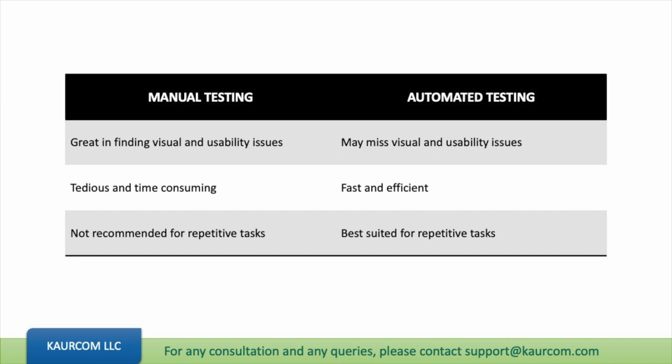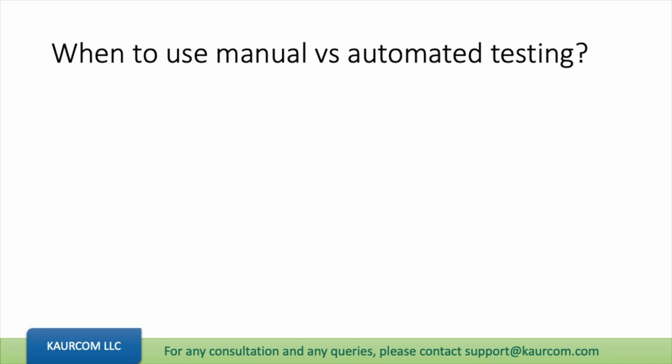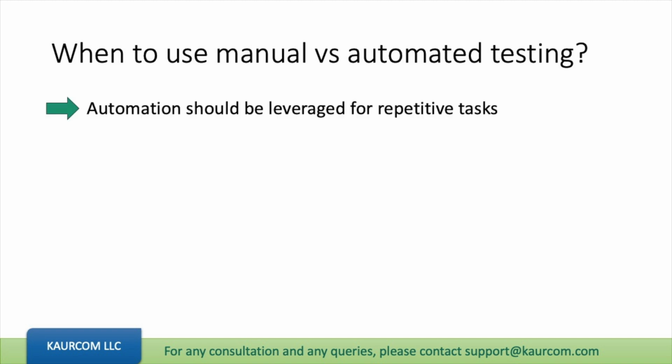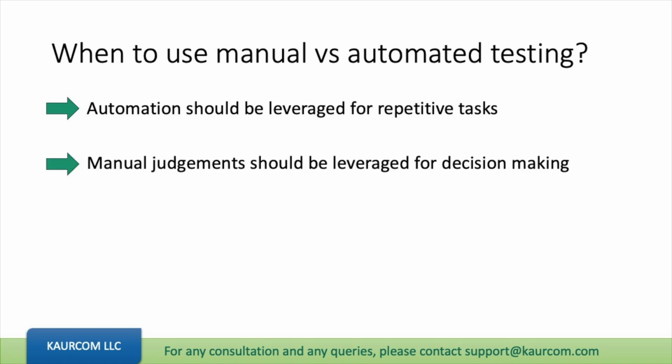So then the question is, which testing strategy is better, manual or automated? I would say leverage both. With the advancement of technology and organizations wanting to deliver value to their customer at a much faster pace, automated testing is becoming more prominent. Machines are great at performing repetitive tasks, so let automated testing take care of repetitive tasks and manual judgment should be left to humans for decision-making purposes.